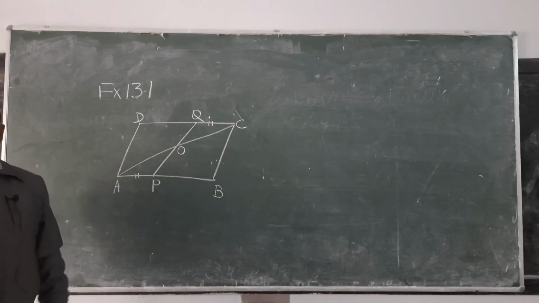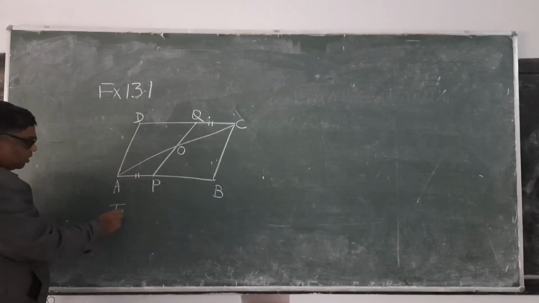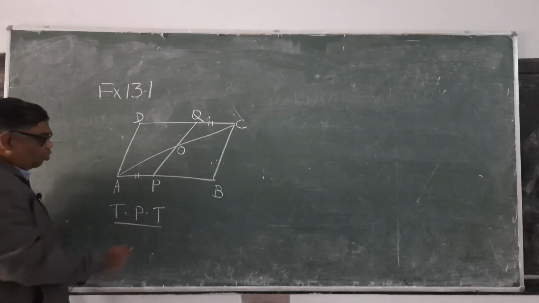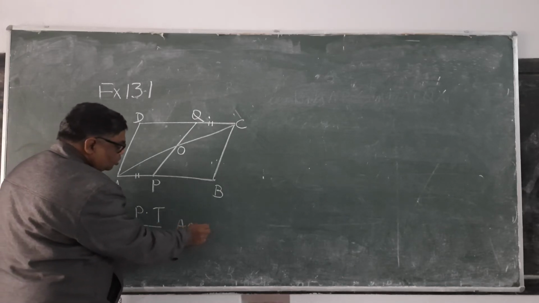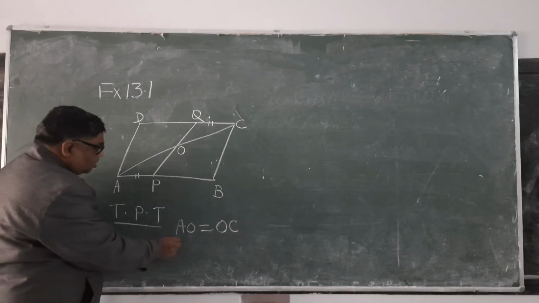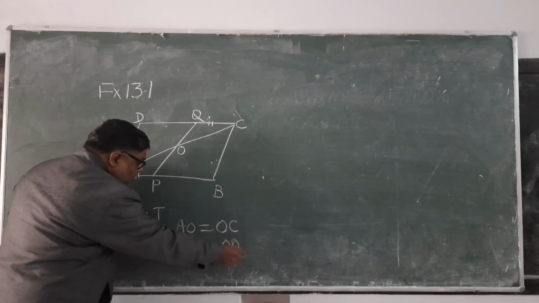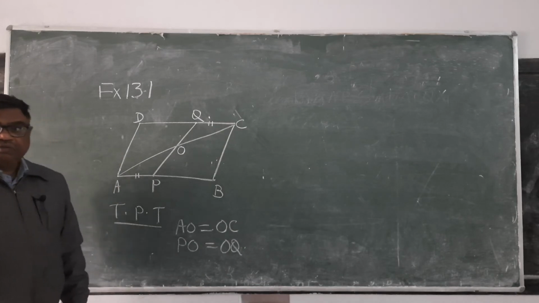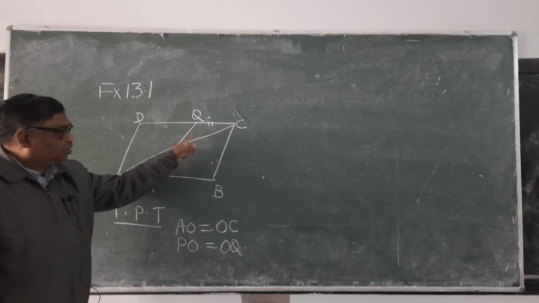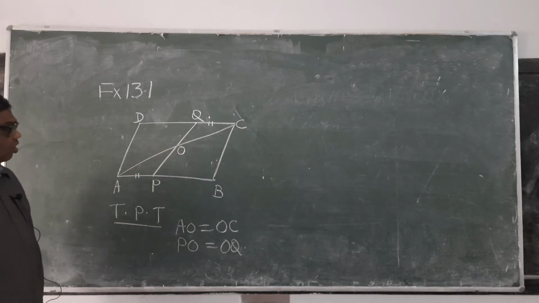What does it mean? मतलब यहाँ हमको क्या इक्वल प्रूव करना है? What is to prove? AO equals OC, and what is the other thing? PO equals OQ. It's clear. This we have to prove. We have to prove that AC and PQ bisect each other, means this equals this and this equals this. It's clear? Now all of you see here, how will you prove this?